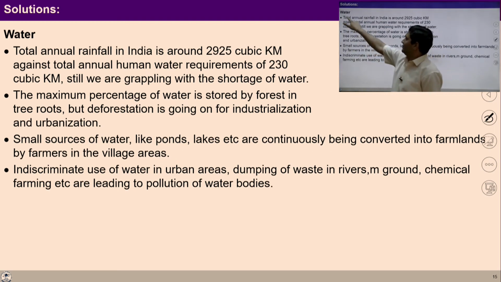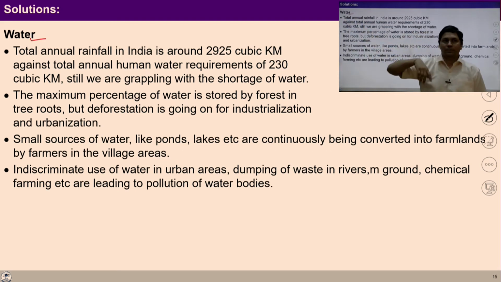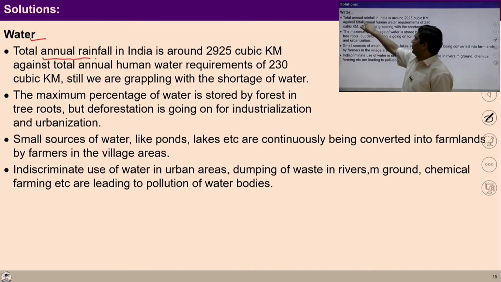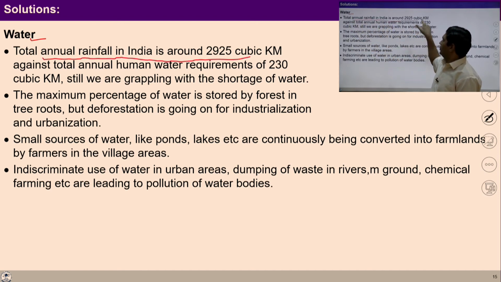Similarly, water. You can see that the total annual rainfall in India is around 2925, but the water requirement is 230 cubic.